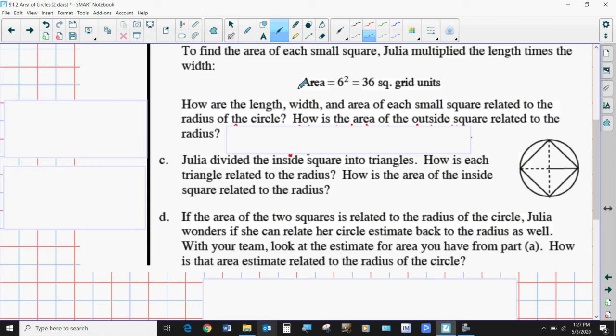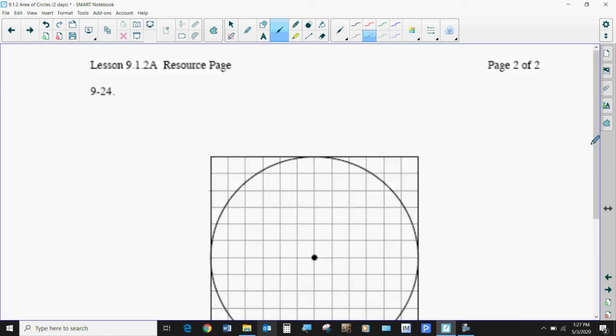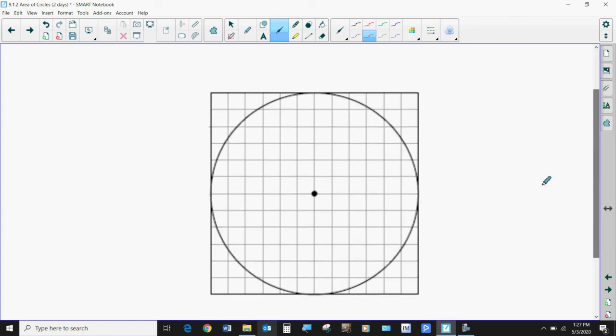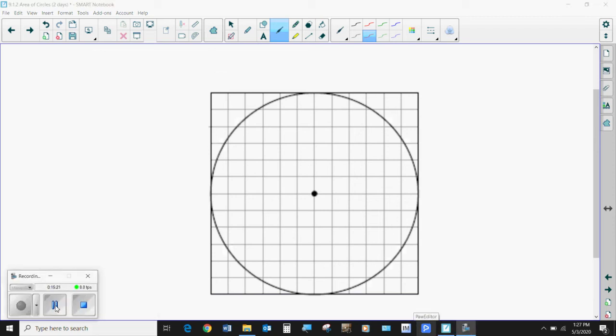Okay, why don't you go ahead and pause it. I'm going to pause it, and I'm going to use a little strategy here. When you come back, see if your strategy matches mine.